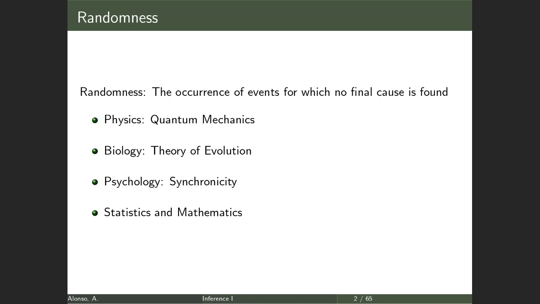The basic idea behind our profession, statistics, is the idea of randomness. And you may ask yourself, well, what is randomness? Randomness is the occurrence of events for which no final cause is found. It is when events happen and there is not a deterministic reason for that. And it is a very important concept in nature and in science.